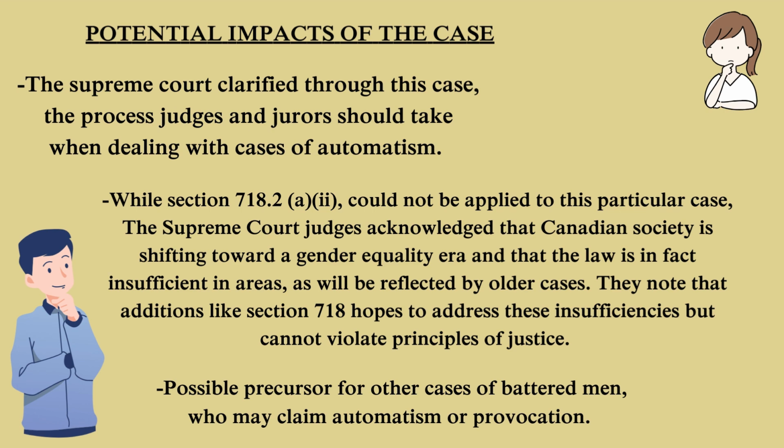The Supreme Court clarified through this case the process judges and jurors should take when dealing with cases involving automatism. In this case, they also noted the issue of domestic violence, particularly violence against women. While Section 718.2(a), Section 2, could not be applied to this particular case, the Supreme Court judges acknowledged that Canadian society is shifting towards a gender equality era and that the law is in fact insufficient in areas, as will be reflected by older cases. They add that additions like Section 718 hope to address these insufficiencies but cannot violate principles of justice.